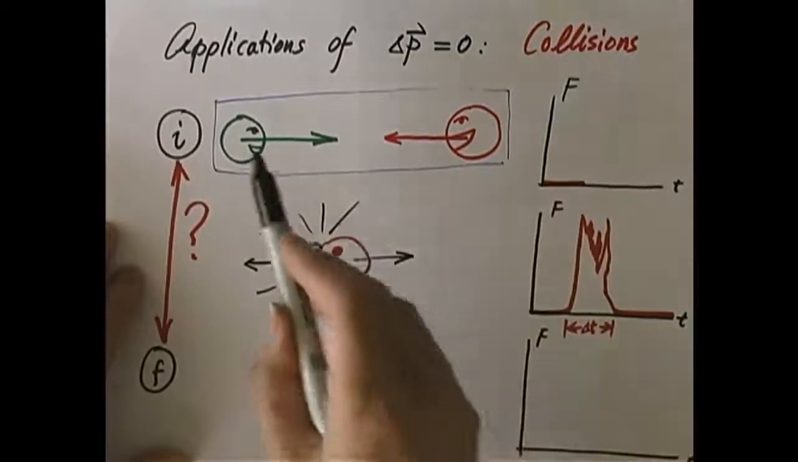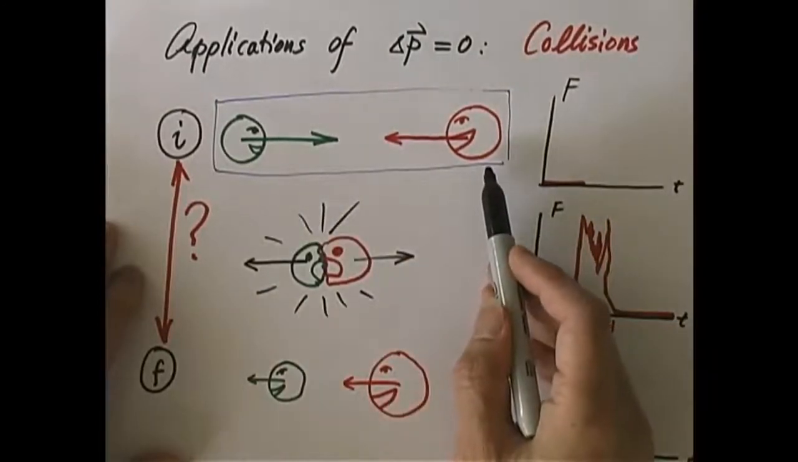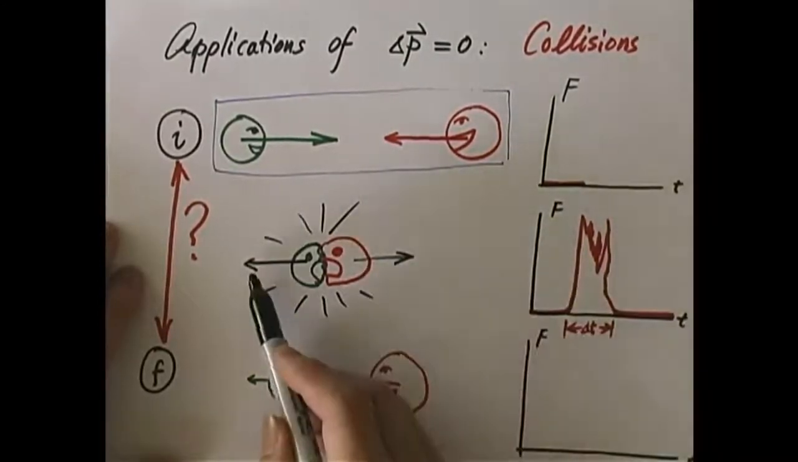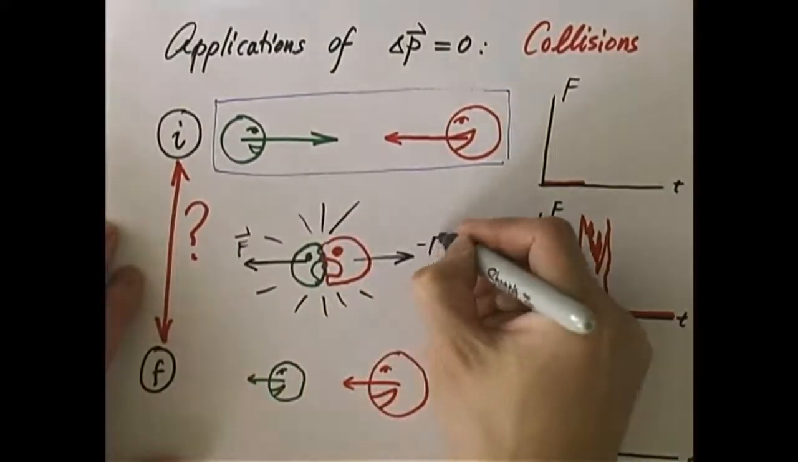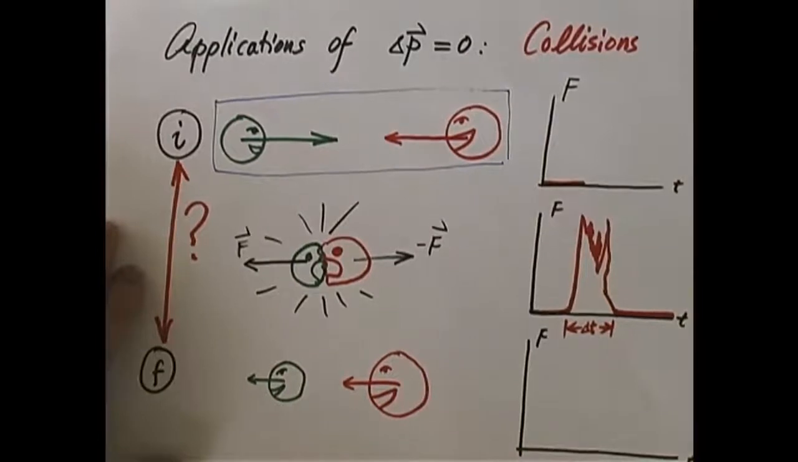We know that for sure because, after all, that force F is between the green guy and the red guy, and both the green guy and the red guy are part of my system, and therefore, by definition, this force F and that negative F are both internal forces. No wonder they cancel out, right?